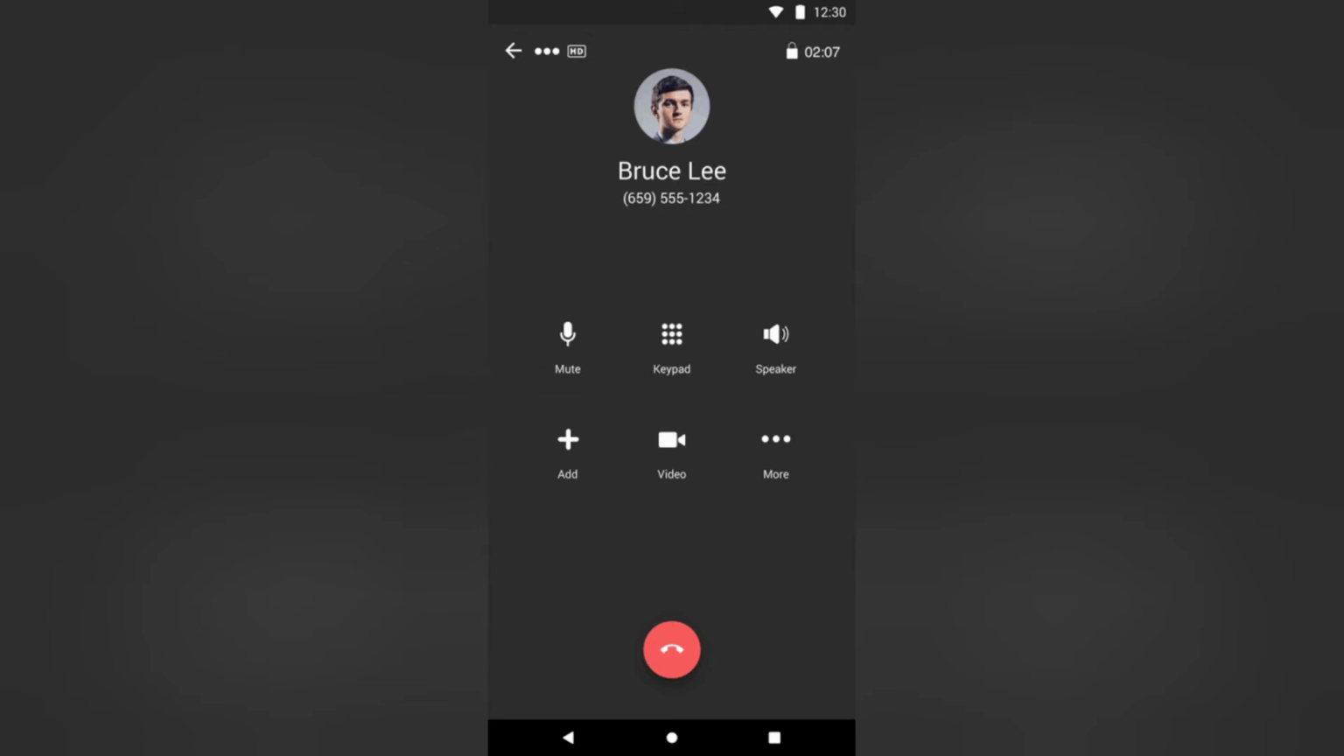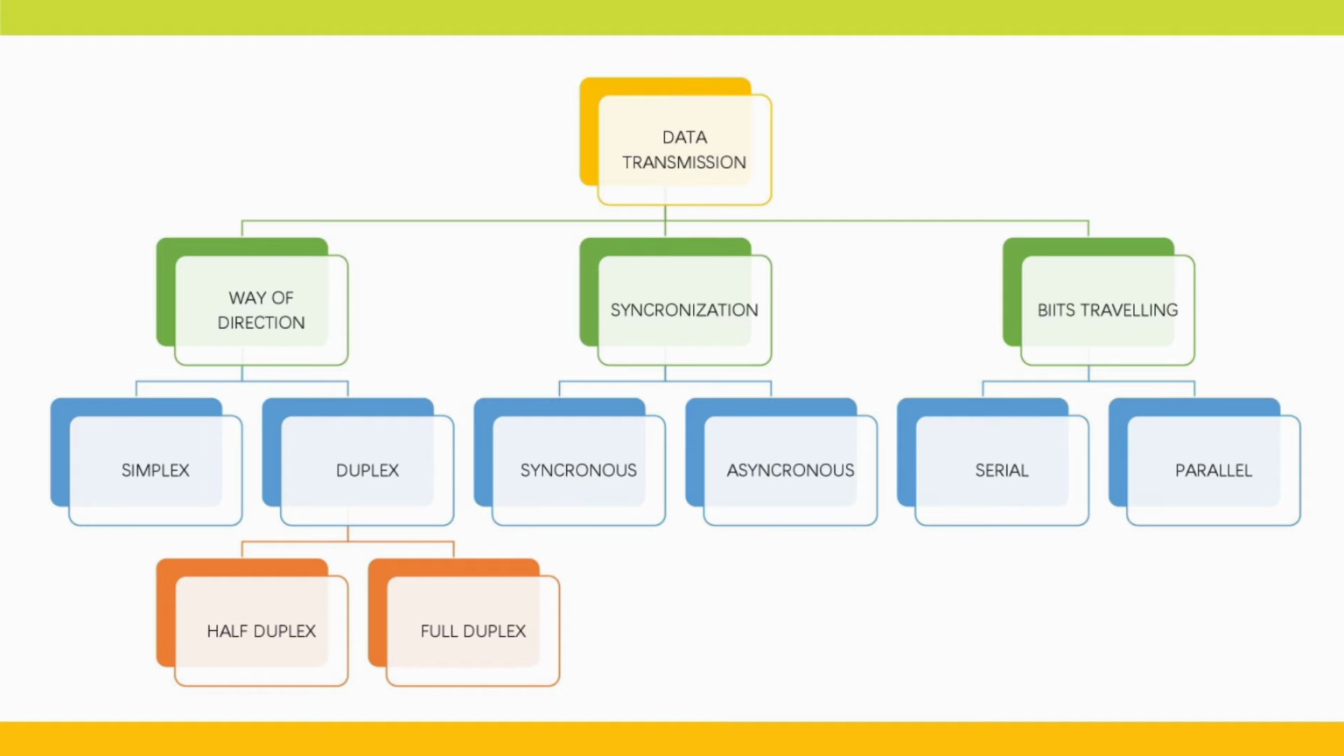Let us recall that data transmission modes are divided in three major categories. First is way of direction. Second is synchronization between devices or both ends, and the third is number of bits traveling at the same time. The first one, way of direction, is further divided into simplex and duplex, and duplex is also divided in two categories: half duplex and full duplex. And this is the end of way of direction.